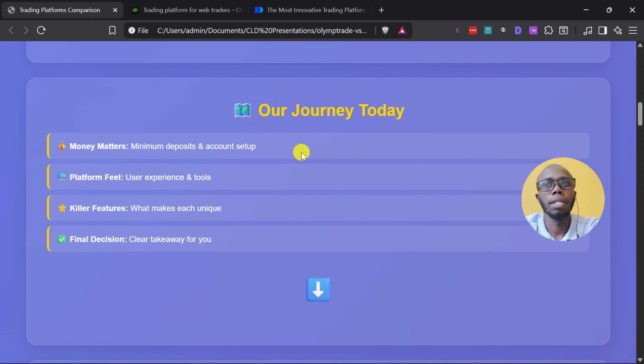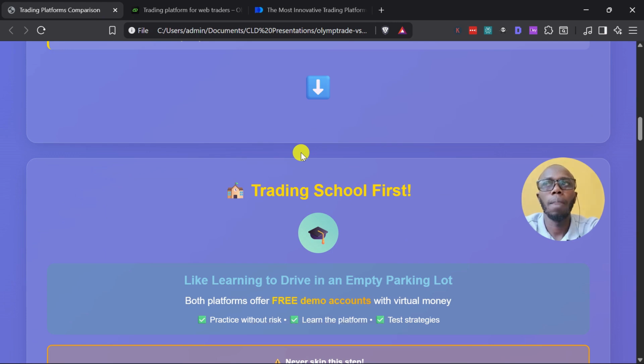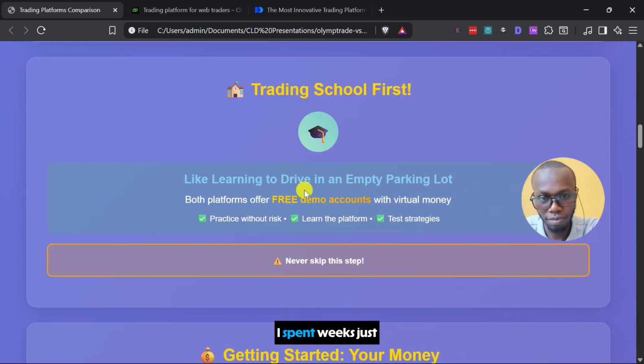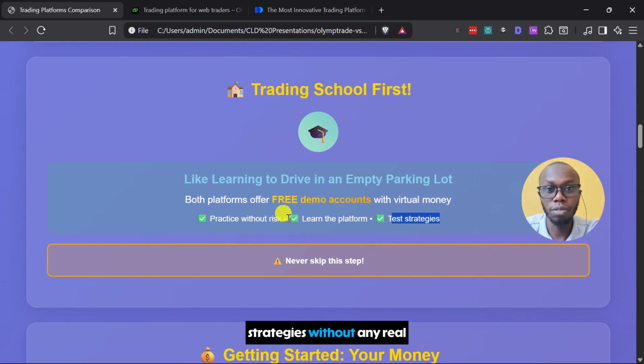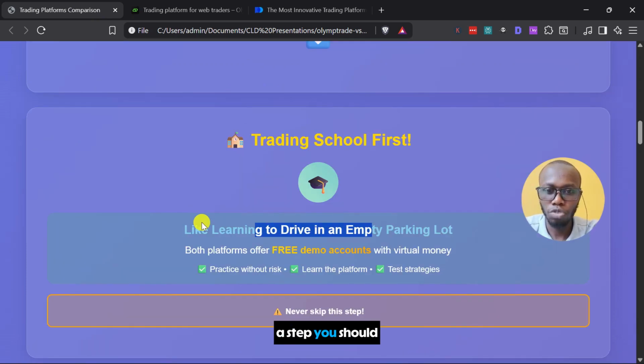When I first started, the idea of putting real money on the line was terrifying. So I did what most beginners should do. I opened a demo account. I spent weeks just playing with virtual money, learning how the platform worked and testing simple strategies without any real risk. It's like learning to drive in an empty parking lot before hitting the highway. Both of these platforms offer that, and it's a step you should never skip.